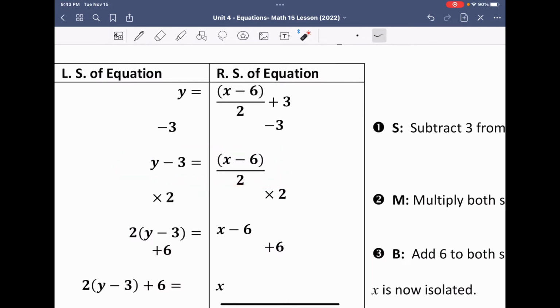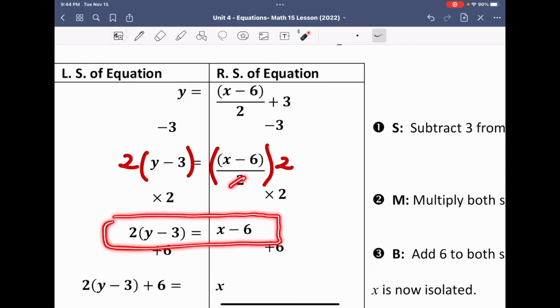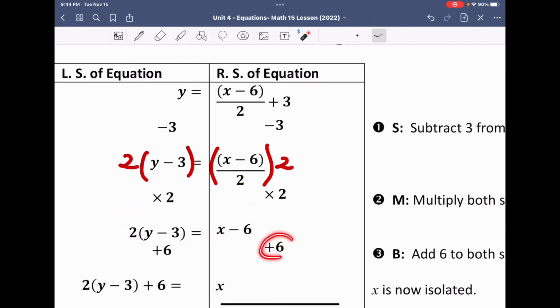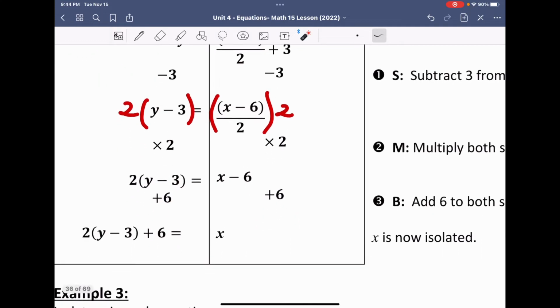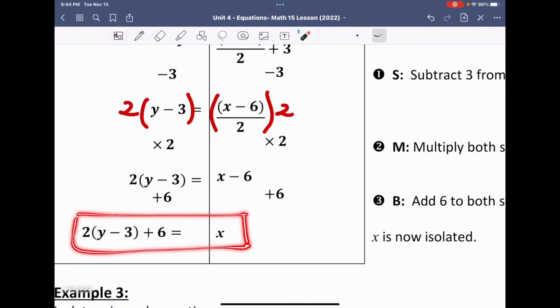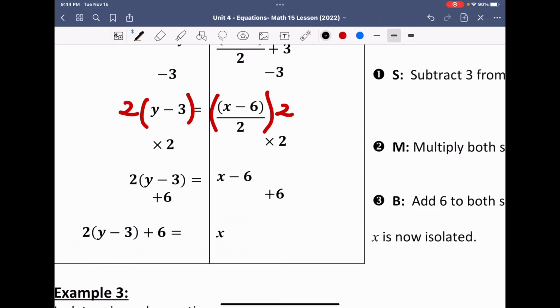The opposite of division or dividing by 2 is to multiply by 2. Technically what they're doing here is they're saying if I multiply both sides by 2, what do I get? Well, I get the below a line here. 2 times y minus 3. We know our 2's cancel when we multiply and divide, leaving us with the x minus 6. Now, finally, to get x isolated, I need to do the opposite of subtract 6, which is to add 6 to both sides. Therefore, I get a solution of x equals 2 times y minus 3 plus 6. Let's look at a couple examples of our own here.